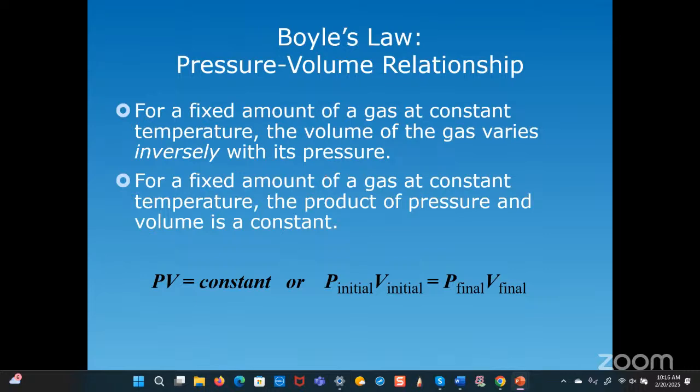I prefer to express it this way: P1 V1 is equal to P2 V2. All right. So P1 and V1 will be the initial pressure and volume. P2 and V2 will be the final pressure and volume.